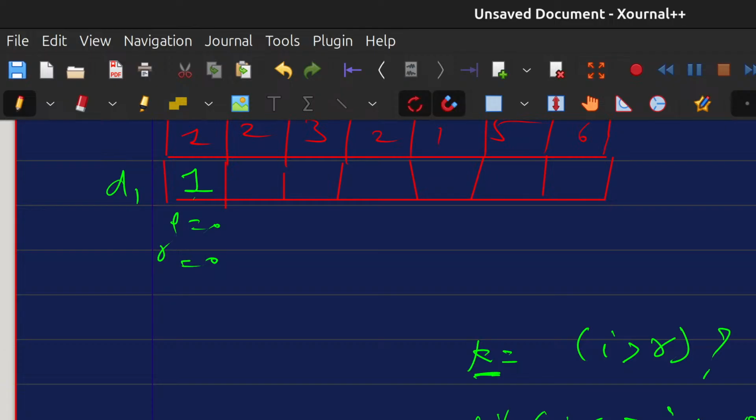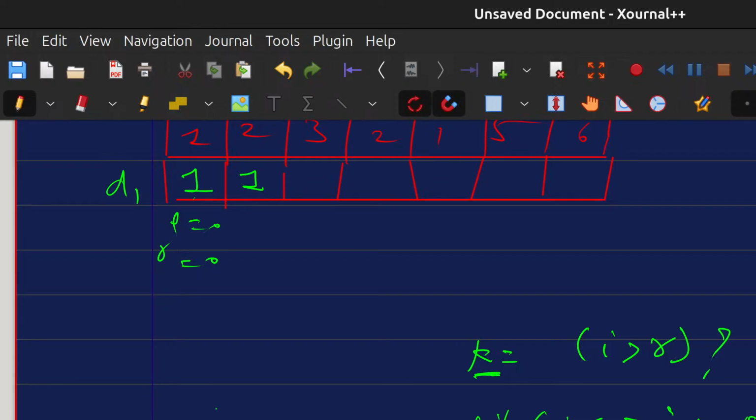What is I? I is 1. I minus K is what? K is 1 right now, I is 1, minus 1 is 0. So is I less than I minus K? No. So we will not do K plus plus. And d of I is equal to K. K is 1 only right now also. Then what is L?